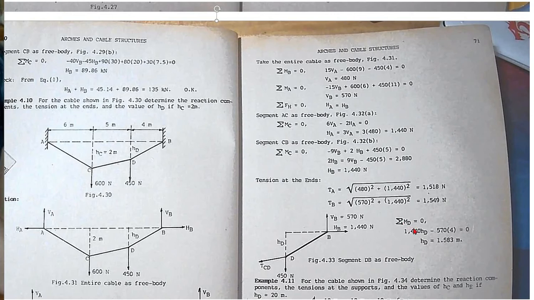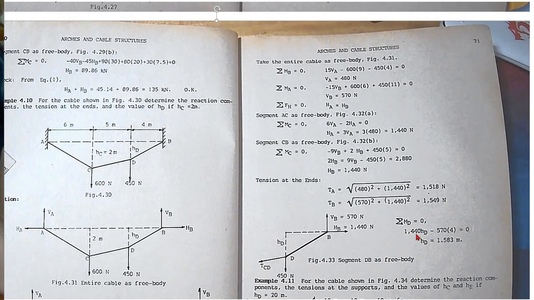And then, dito naman, summation moment D is equal to 0. Dito tayo mag-take moments. Ang goal natin ngayon, kukunin natin yung HD or this distance. Okay, so summation moment D is equal to 0. Ang i-consider lang natin lahat ng forces nandito sa right, okay, of DB.